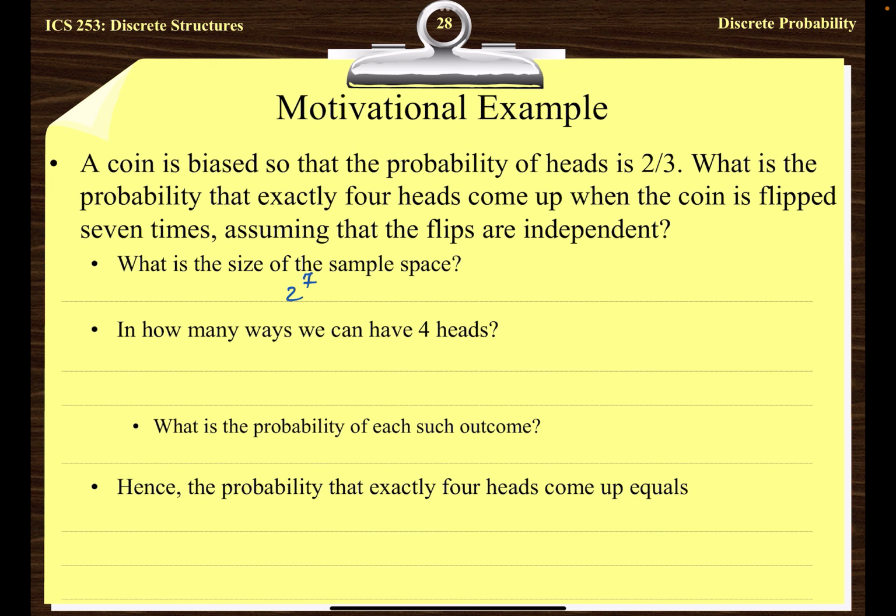Yes. 7 choose 4. Chapter 6 is on our tails, right? You cannot separate 6 and from 7. Because the ordering is not important, right? When you say head, tail, head, right? In how many ways? Well, we have basically 7 choose 4.